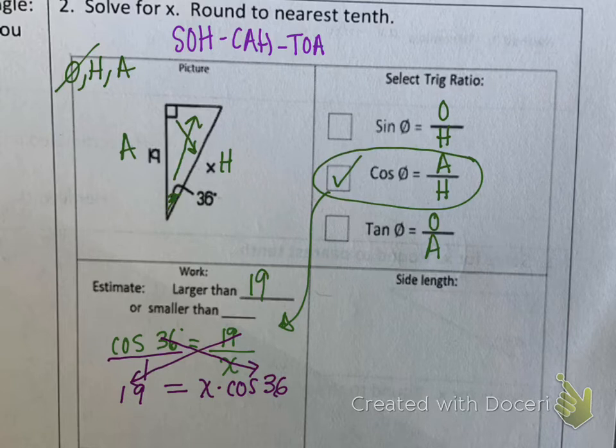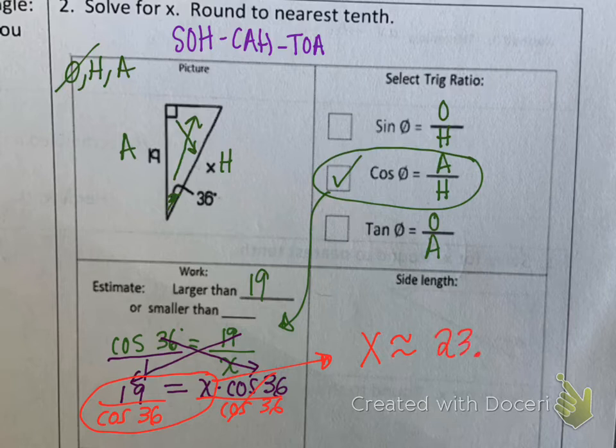From here, we still have to isolate the x, so the opposite of multiplying by cosine 36 would be dividing both sides by cosine 36. So I do have x isolated, but I do have to type this into a calculator. So to type this in and round to the nearest tenth, I would type in 19 divided by 36 cosine equals, and I get approximately 23.5 rounded to the nearest tenth.